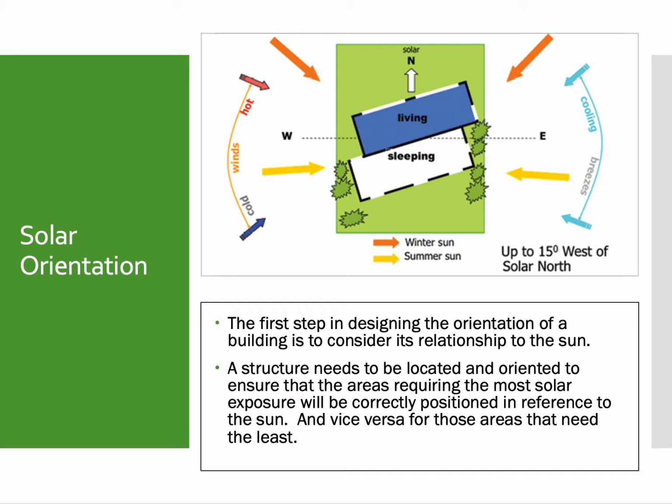Therefore, the first step in designing how we're going to orient our building is to consider its relationship to the sun. The structure needs to be located and oriented to ensure that areas requiring the most solar exposure will be correctly positioned in reference to the sun, and vice versa for those areas that need the least.